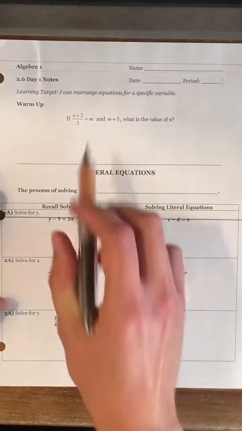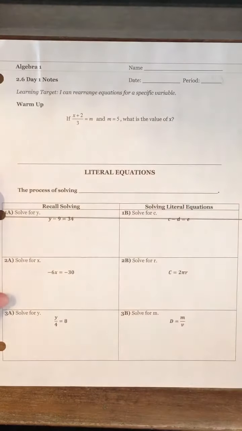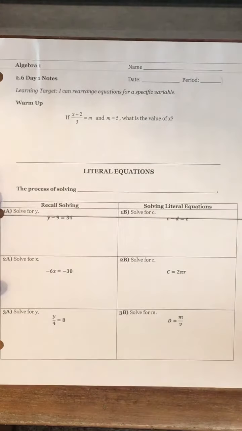But we're going to be starting class with just a little warm up. So I want you to go ahead and try this warm up. And so go ahead and pause the video because I'm going to go right into solving this. So the warm up says, if you have this equation (x + 2)/3 all equal to m, and then you're given that m has a value of 5 and you need to solve for x.